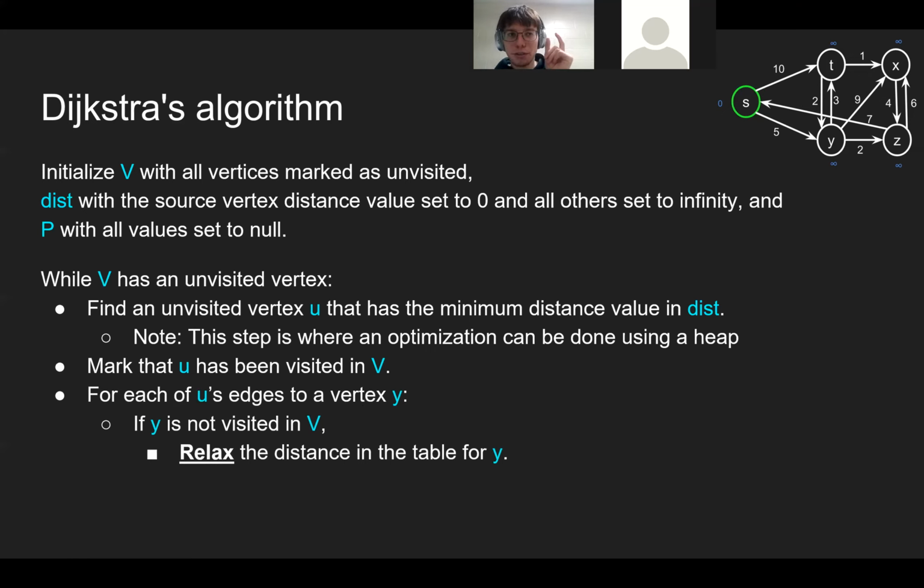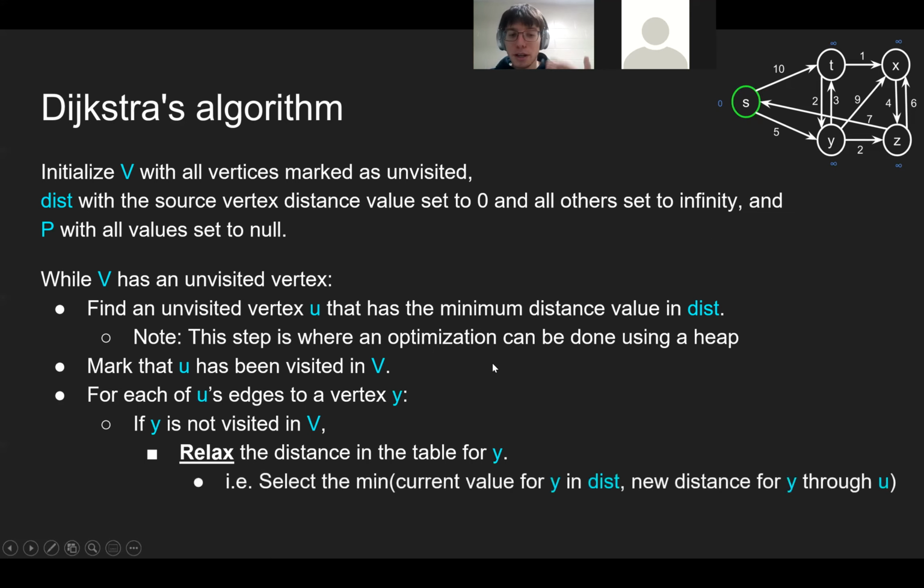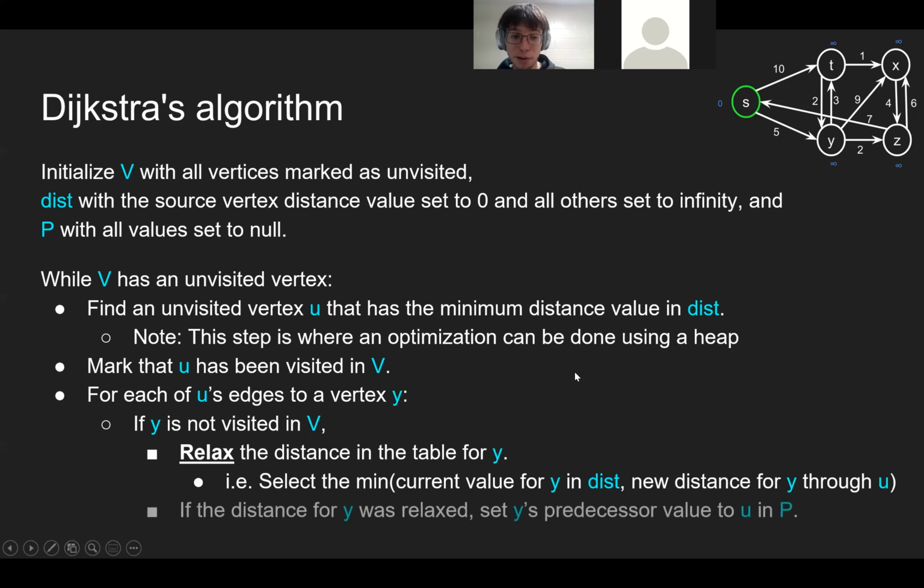If the distance to the current node plus the distance from that current node to the next one over is less than the distance to the new node, then we update the distance and we update the predecessor. Otherwise, we don't. So we relax the distance. In other words, select the minimum of the current value for Y and the new distance from source to U plus U to Y. If that's less, then we update it, and we also update the predecessor.